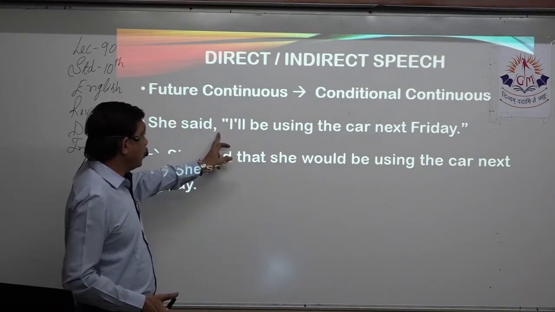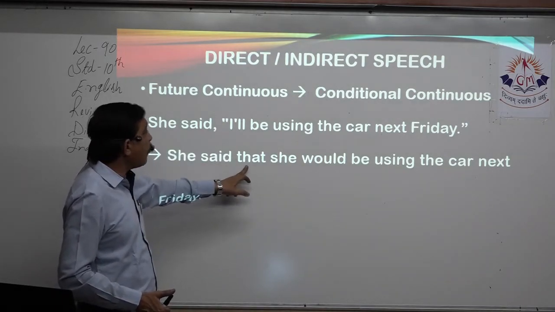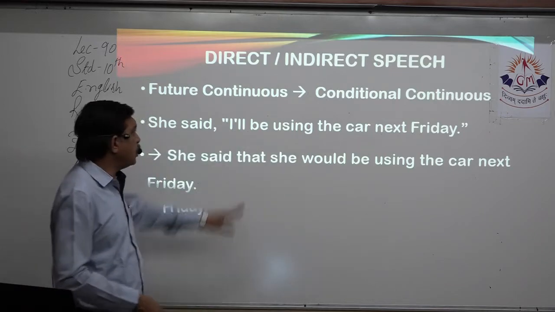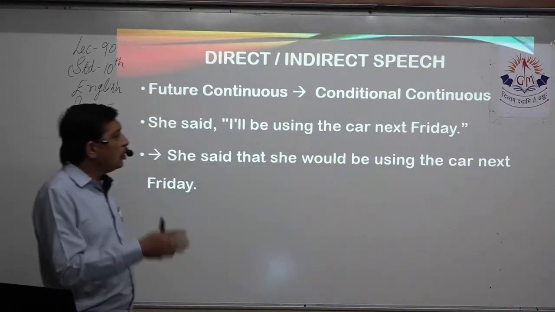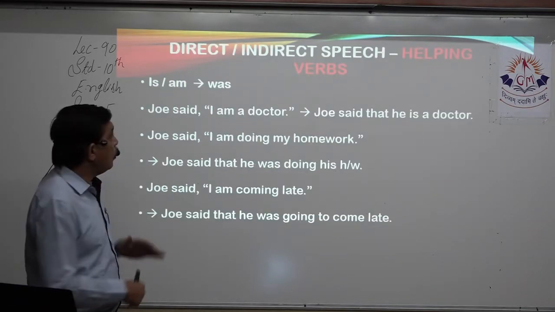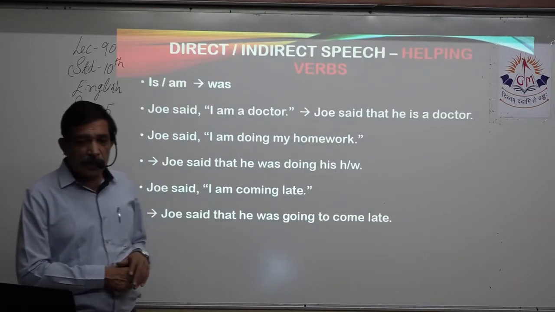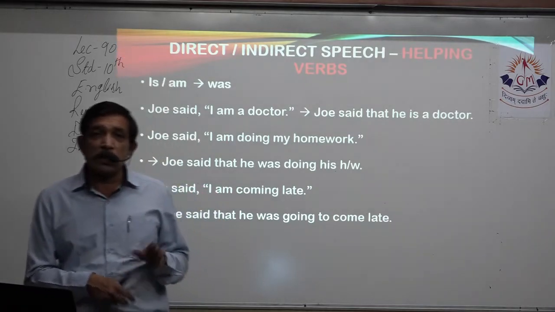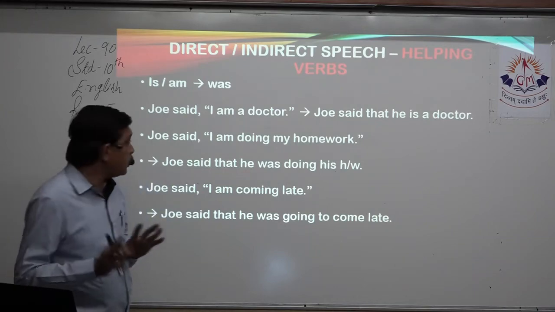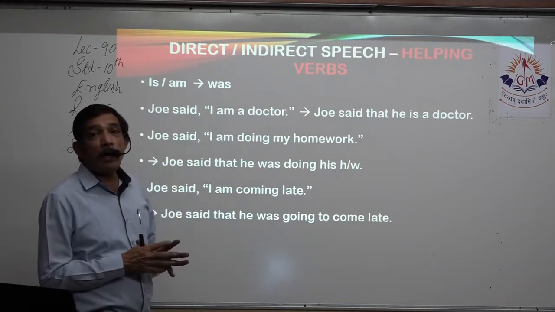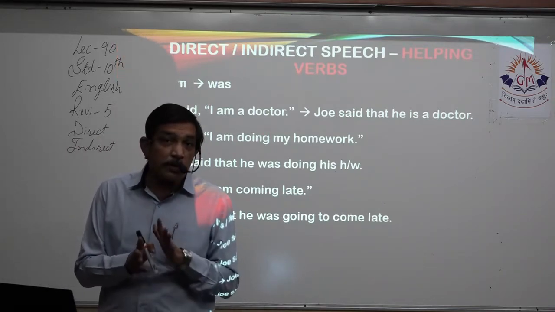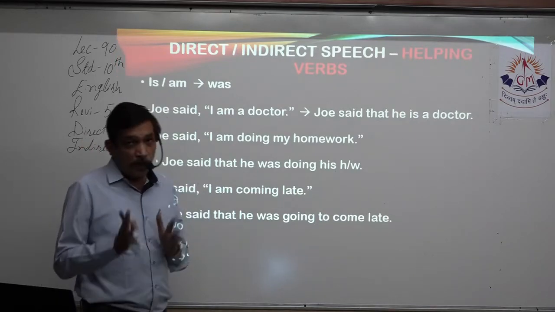She said, "I will be using the car next Friday." The comma and inverted commas change to that. I will be becomes she would be. That is the only change: will changes into would. Using the car, next Friday is already given to us. Now we concentrate on verbs. Is and am change into past, that is, simple present changes into simple past. That we have already seen, right? But this is for the sake of importance about verbs, because we are more concerned about words in direct and indirect speech.